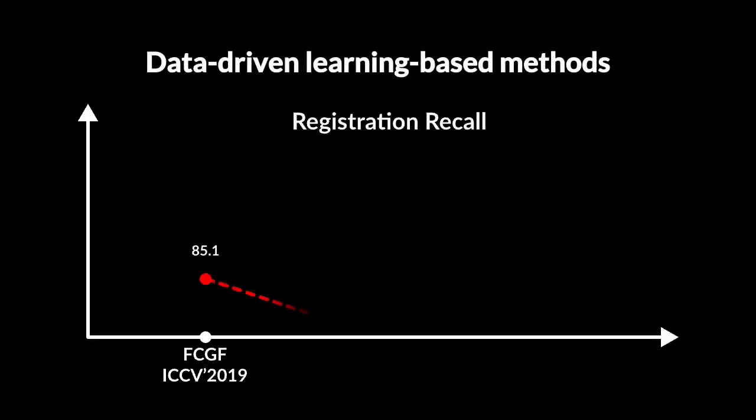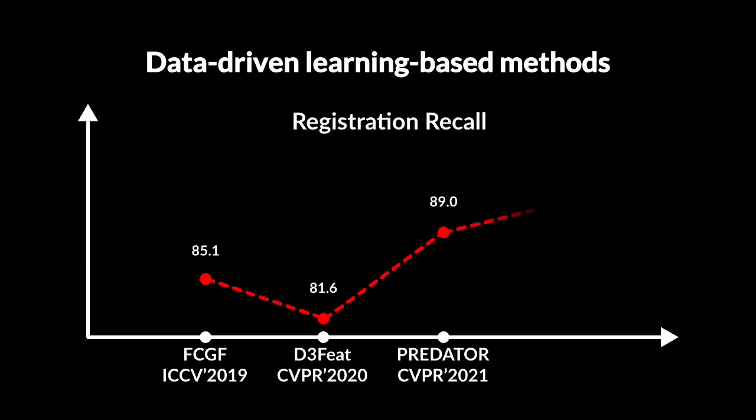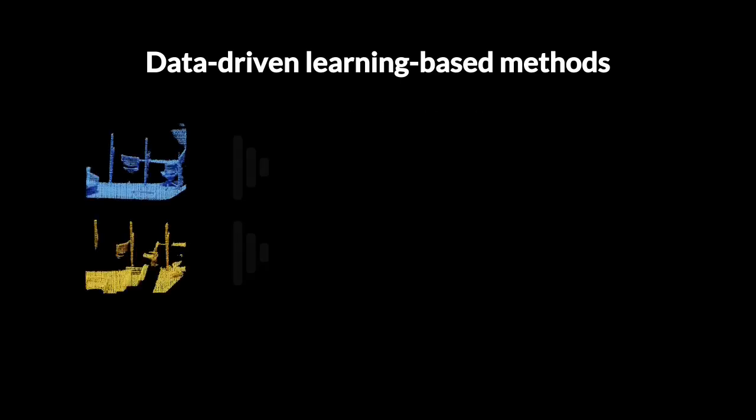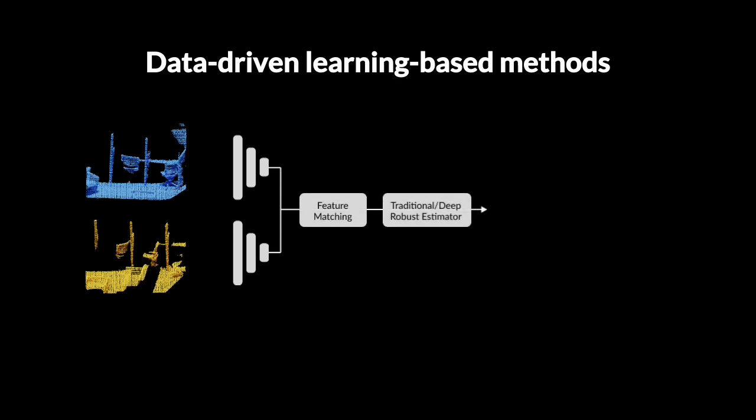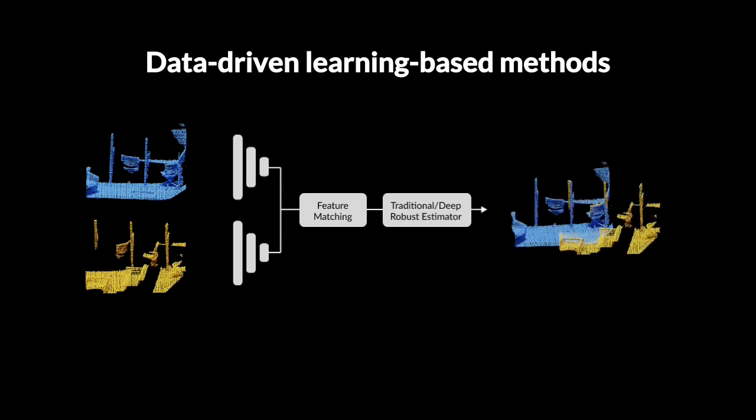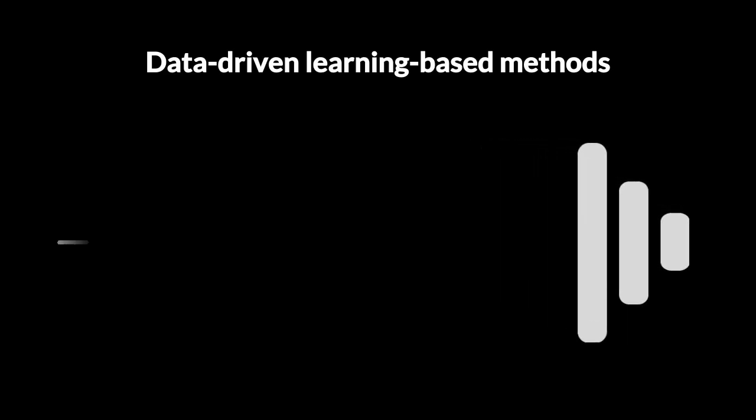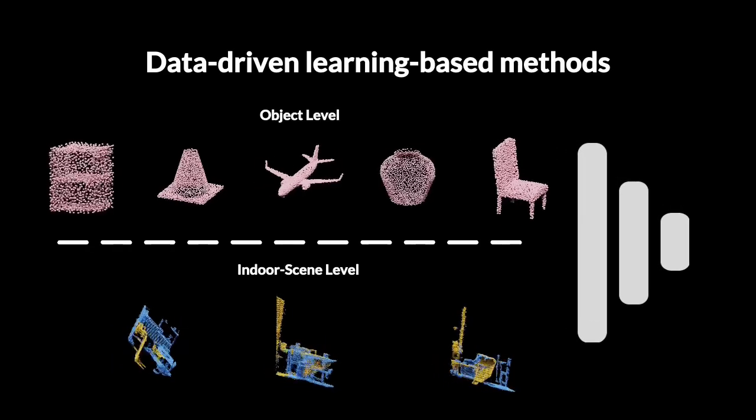Recent data-driven deep learning-based methods have attained remarkable success in indoor scenarios. These methods usually extract features using feature descriptors, then find correspondences depending on feature matching, and finally estimate transformation with a traditional or deep robust estimator. For obtaining a reliable feature descriptor, training with high-quality data is needed.